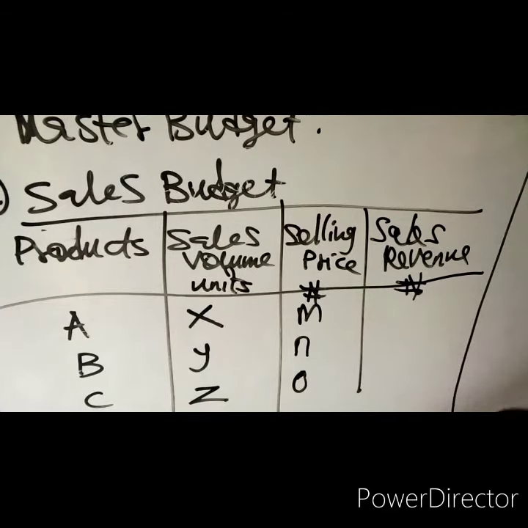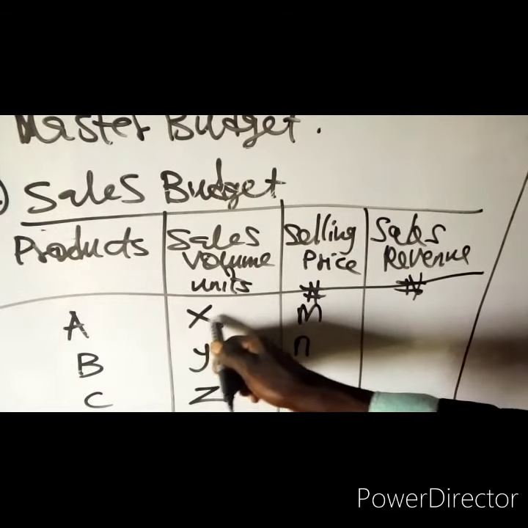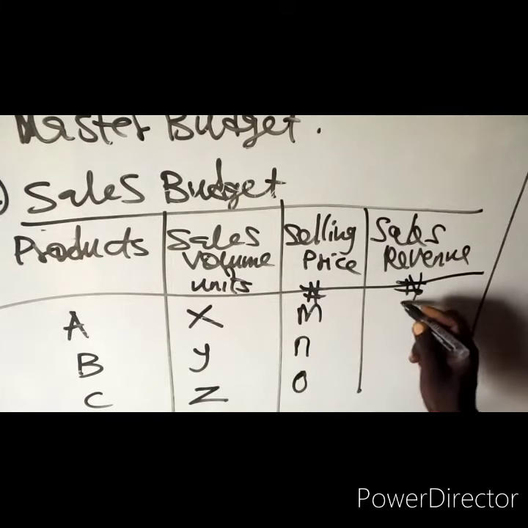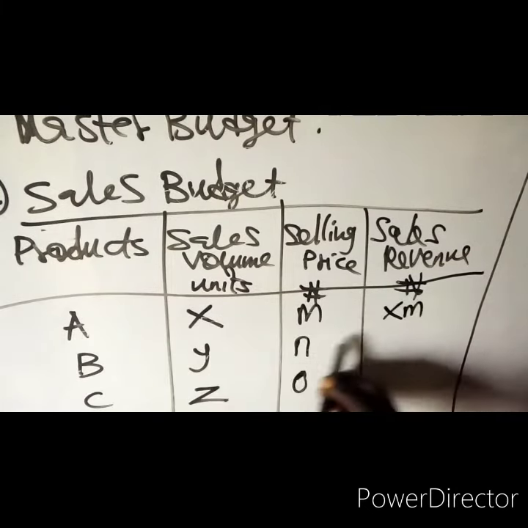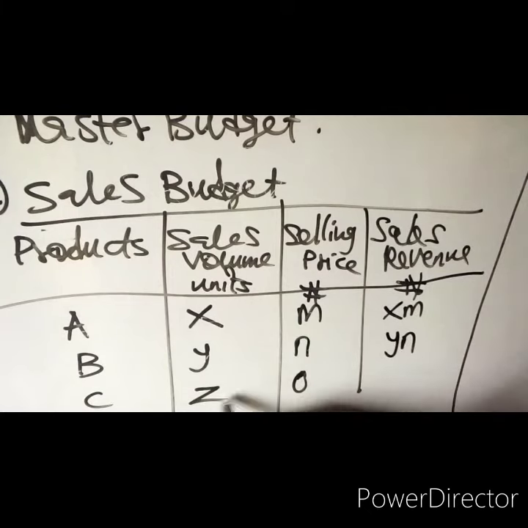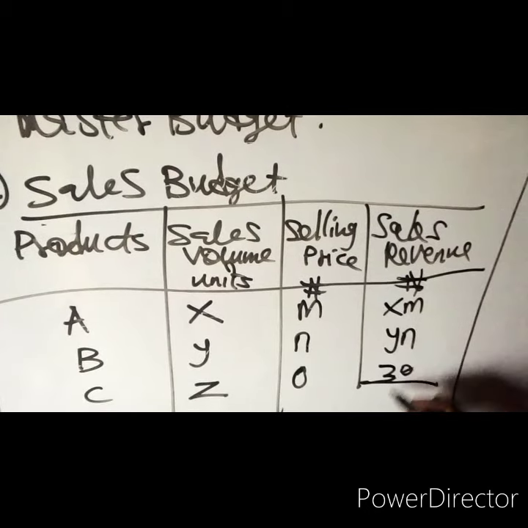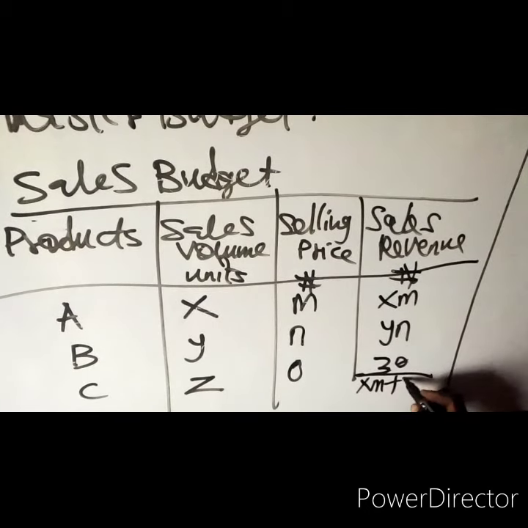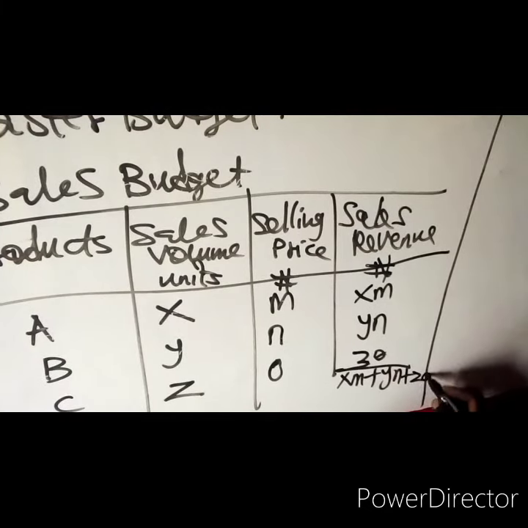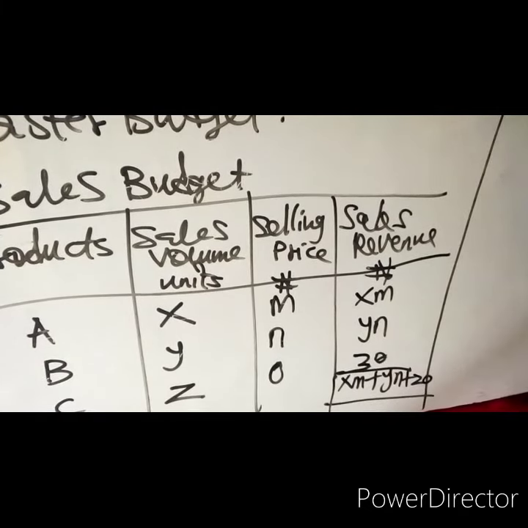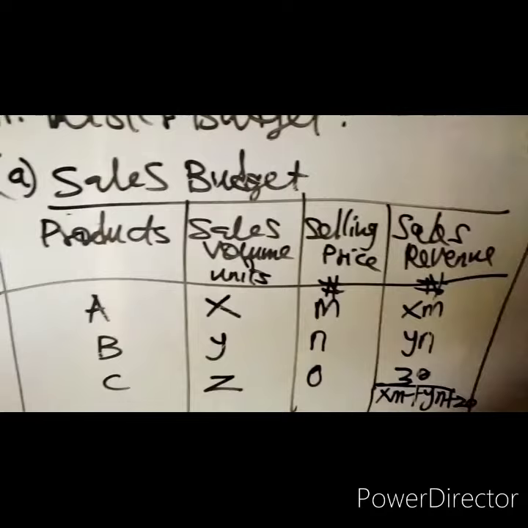Now, to get the sales revenue, we have the sales volume times the price. X times M will be XM. Y times N will be YN. Z times O will be ZO. When you sum it up, we have XM plus YN plus ZO. That is the budgeted sales revenue. So that is the sales budget.